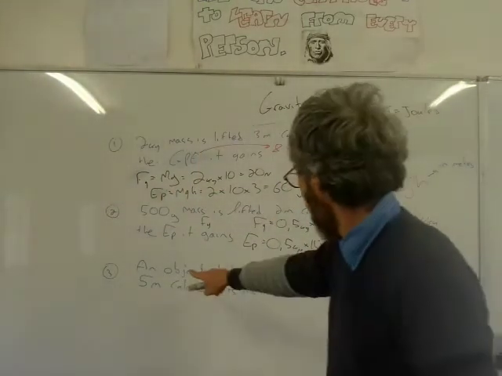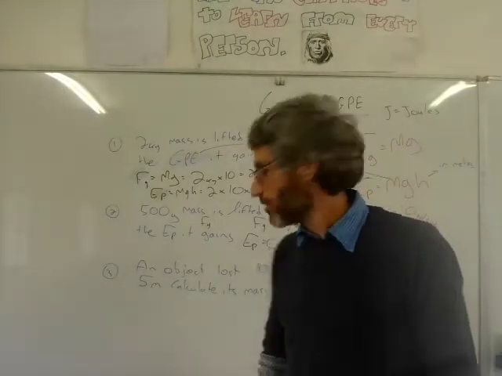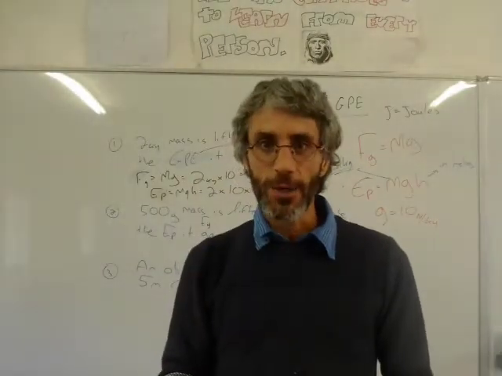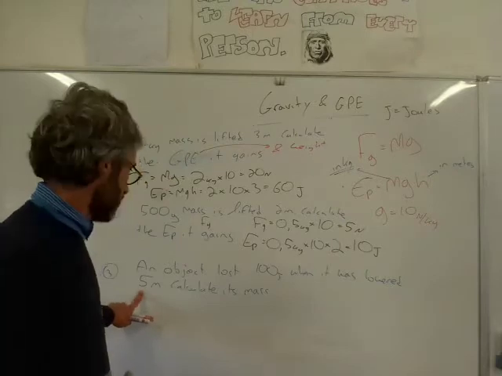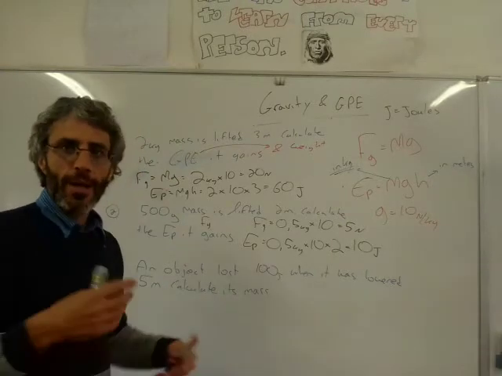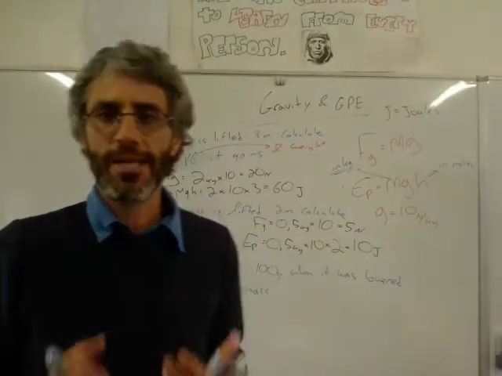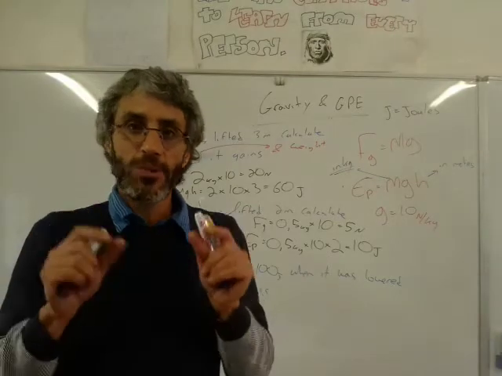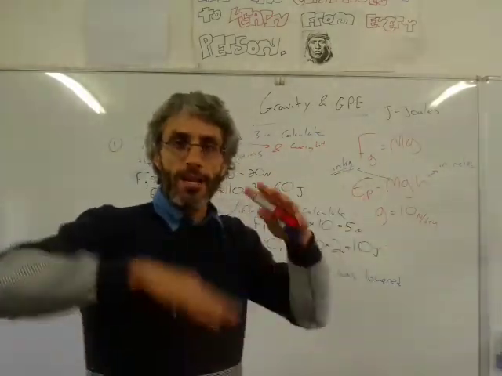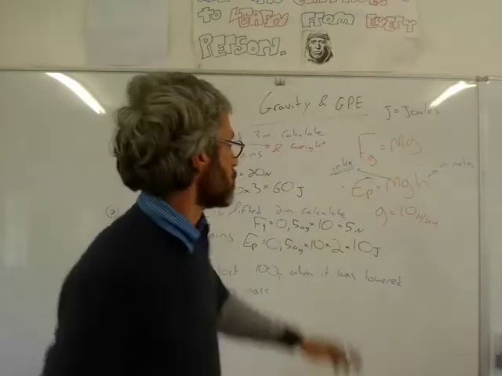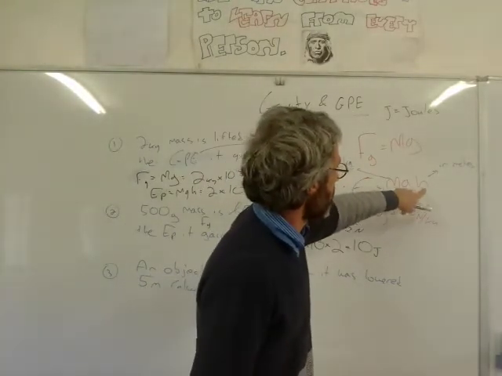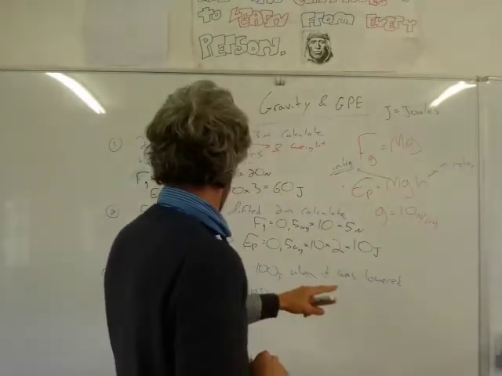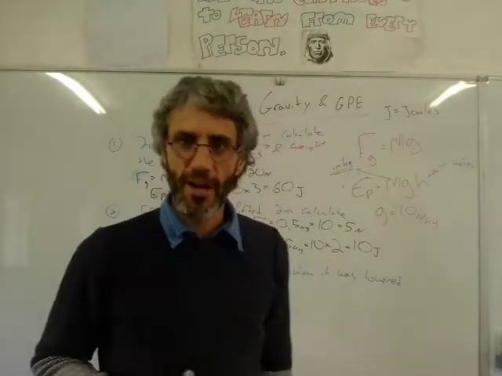One and I'll do another one. An object lost 100 joules of potential energy. How can an object lose energy? When it's lowered down. So it was lowered down 5 meters. Calculate the mass. What we're going to do a lot in grade 9, what I'm expecting from a grade 9 student who wants to go on and do science in grade 10, is to be able to take a formula and rearrange it when you need to. So far I was given the mass, gravitational field strength, and the height, and I calculated the energy. Now I'm giving you the energy and the height and the g, and you want to find the mass.